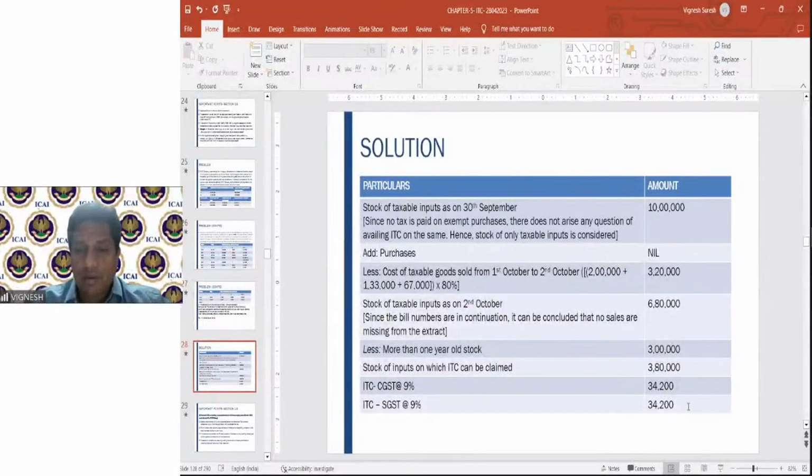Tricky problem. Confused a bit by giving that profit 20% of sales and other things. Clear?